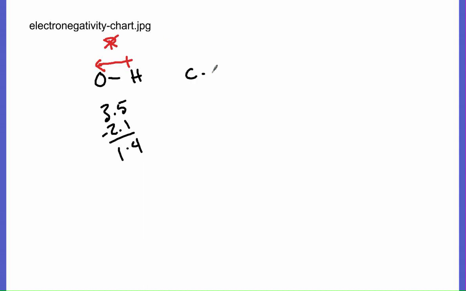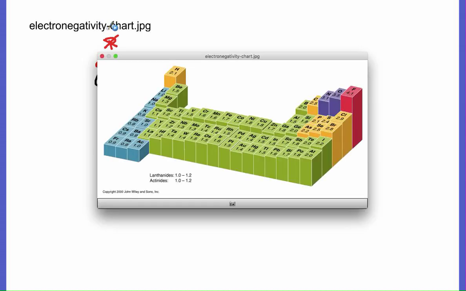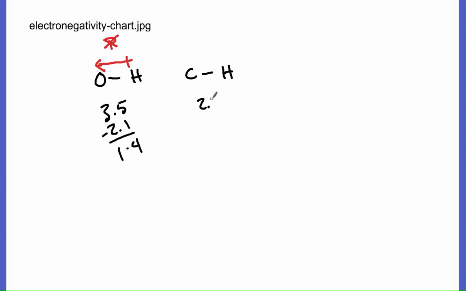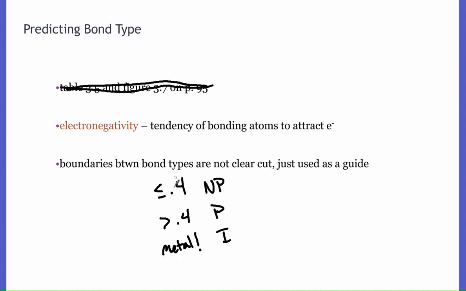Whereas again, just a second ago, we talked about a carbon and a hydrogen. Carbon is 2.5, hydrogen's 2.1 on this list. So if I take 2.5 and I subtract 2.1, and yes, I'm aware you can do that in your head, but I'm just showing you because I can. So that 0.4 is exactly that value we've been looking at, right? If it's less than or equal to 0.4, then it's going to be nonpolar.